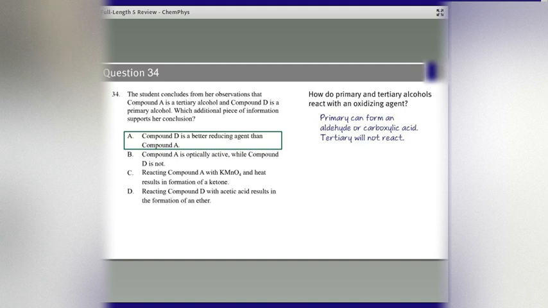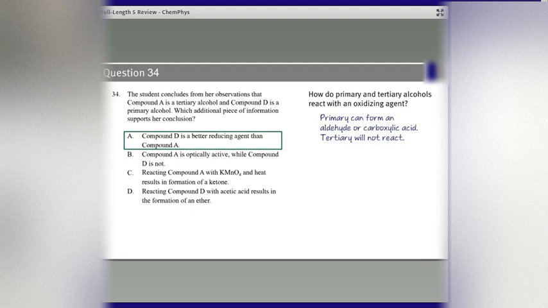So if you go through and think to yourself, compound D functioned as a reducing agent, well, compound A didn't. That would suggest that the student's hypothesis based on the passage would in fact be true. So D would be a reducing agent. So ask yourself this: if D is a better reducing agent, does a reducing agent become oxidized or does it become reduced?